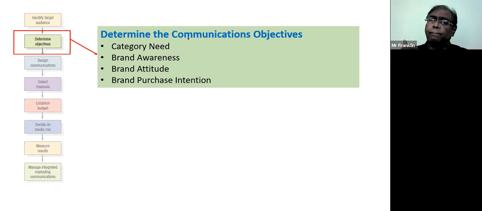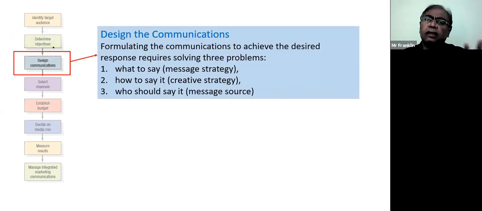Then next is brand purchase intention. You want people to buy the particular product. So there are different reasons why you want to advertise. If you look back at my notes or slides earlier, I've given some examples of advertisements. So first you identify who you want to target. Second, you determine why you are doing the advertisement. Do you want people to buy the product, or just want to create awareness? Find out that, right?